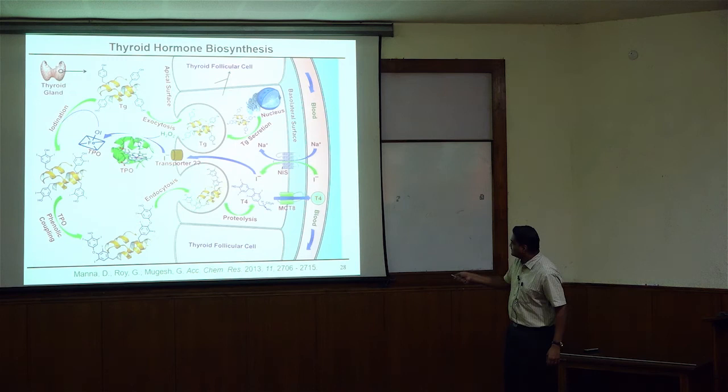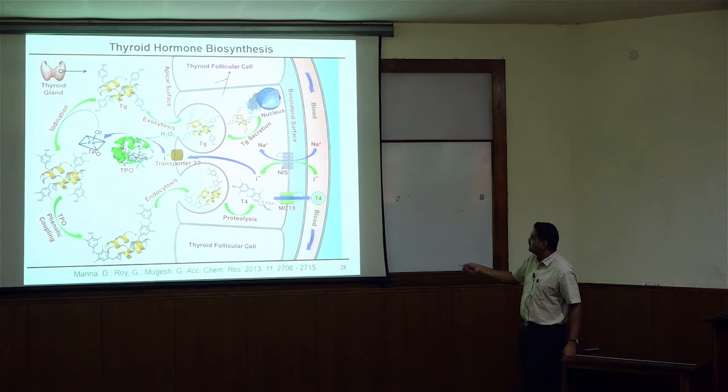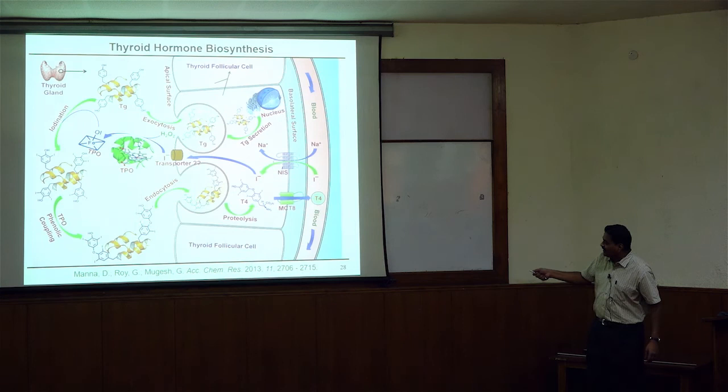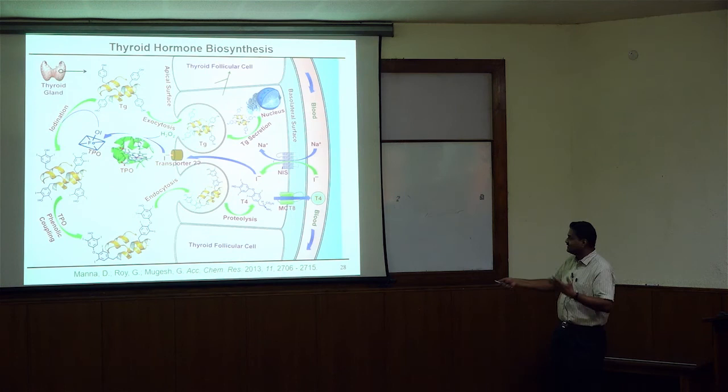This is the thyroglobulin, which comes from the normal protein synthesis pathway. These have hundreds of tyrosyl residues. But what happens is that it gets out of the cells. It is called the colloid, the backside of the cells, where the synthesis actually takes place.